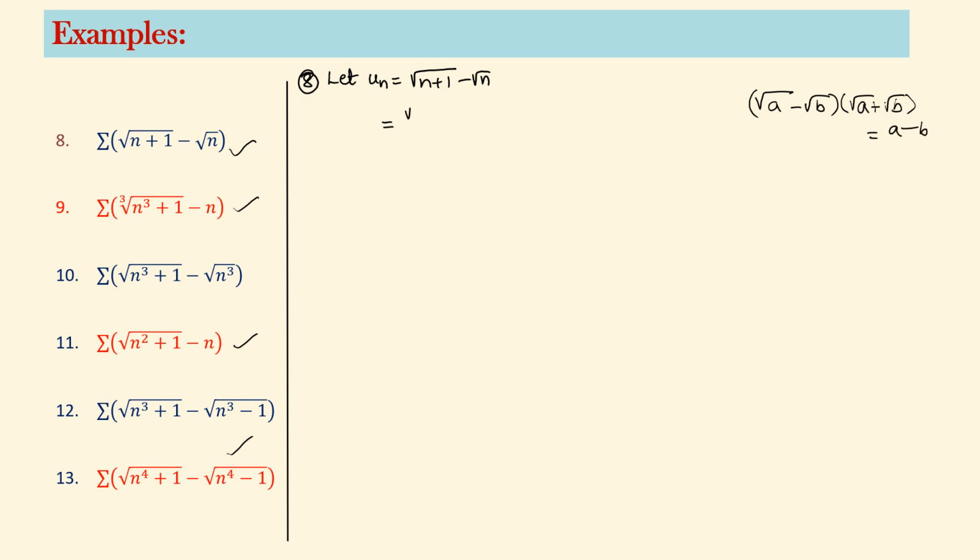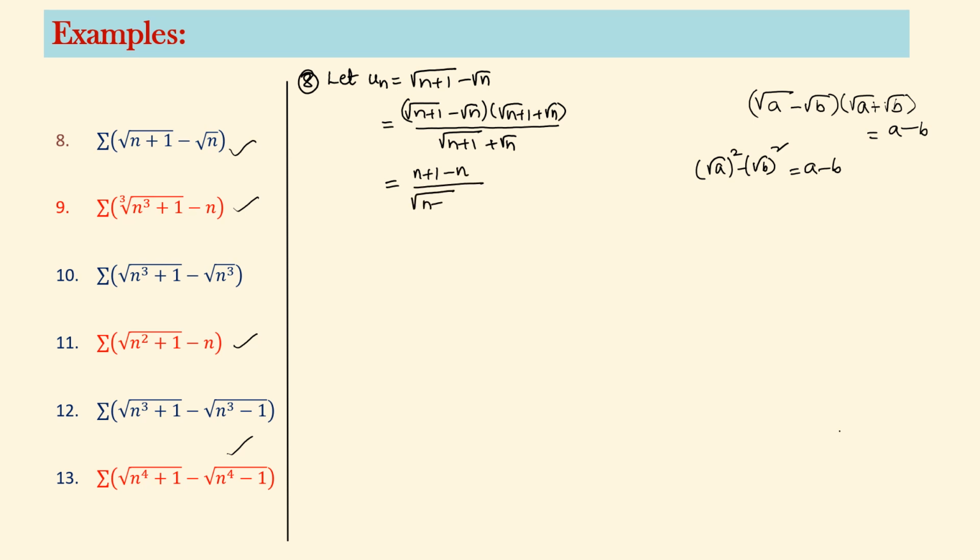So for this, it is root n plus 1 minus root n. Its conjugate is root n plus 1 plus root n. So multiply both in the denominator and in the numerator. Root a minus root b into root a plus root b is equal to root a whole square minus root b whole square, that is equal to a minus b. So simply n plus 1 minus n by root n plus 1 plus root n.